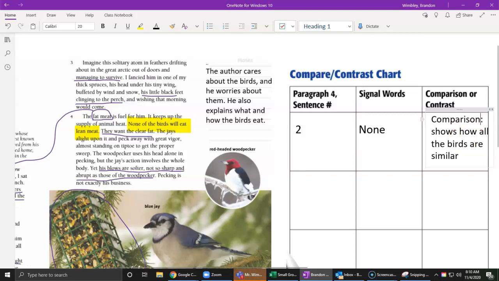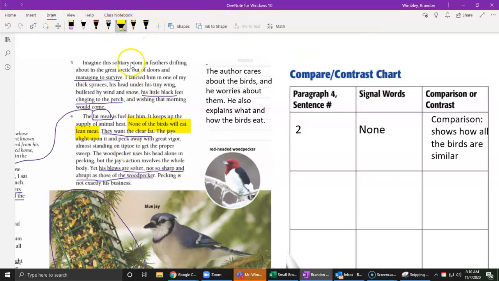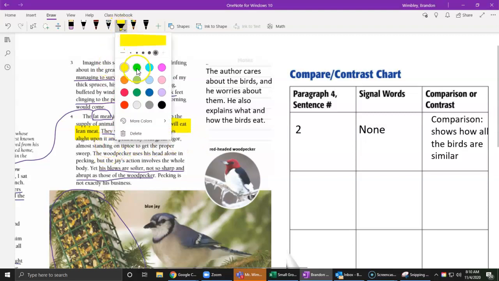Now we have this next part right here, also found in paragraph 4. The woodpecker uses his head alone in pecking, but the jay's action involves its whole body. So I'm going to highlight that again, but I'm going to highlight in a different color, just so I know there's something a little bit different about it.